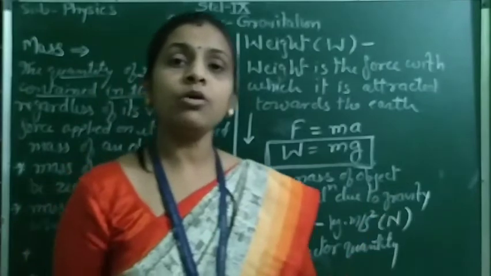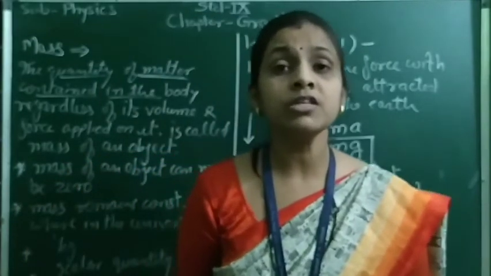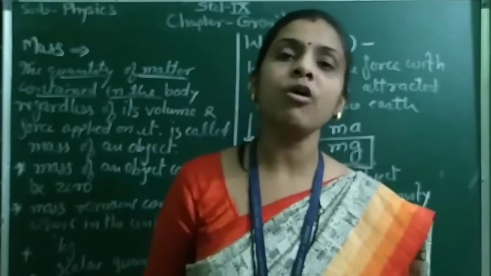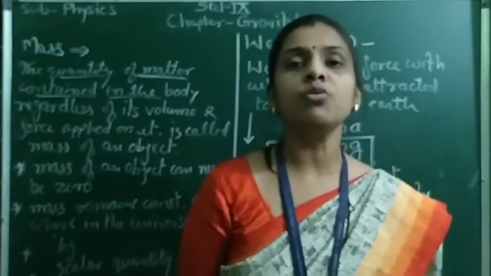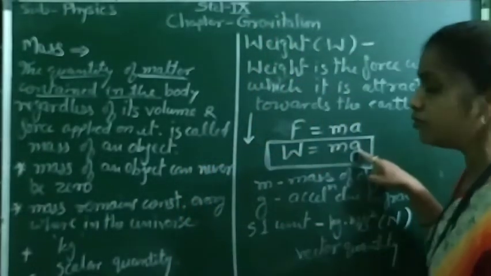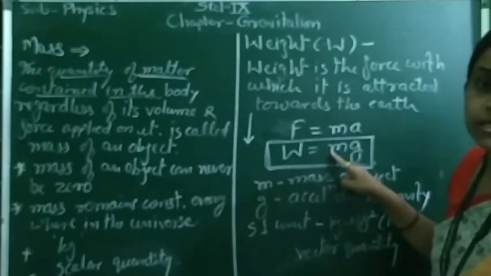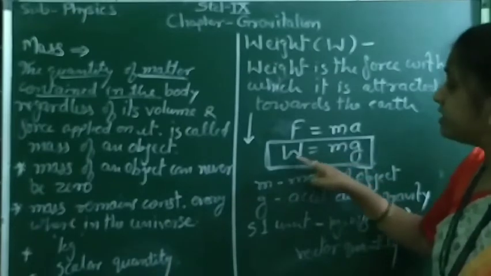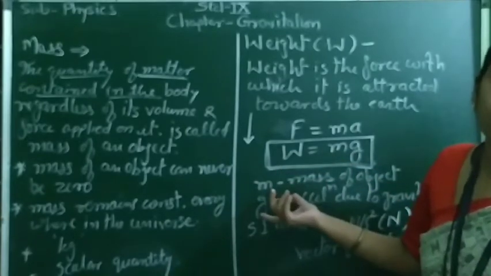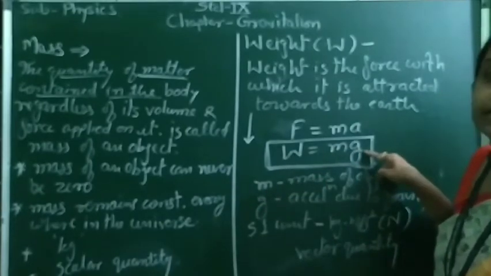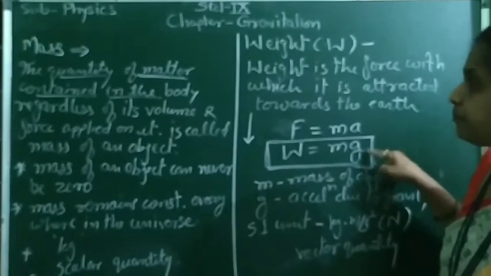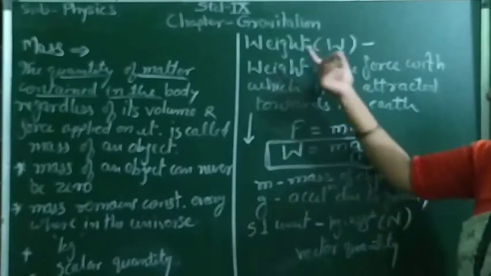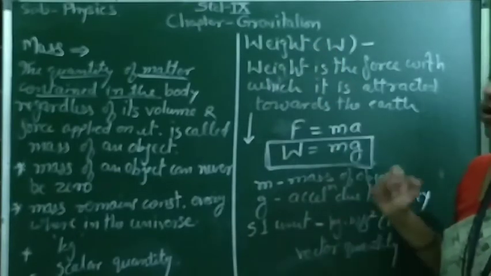So any planet or any place where the acceleration due to gravity is zero, at that place the weight of an object may be zero because of acceleration due to gravity, not the mass. It has certain mass, but its weight may be zero. It is only because of acceleration due to gravity. So these are the important points regarding weight of an object.